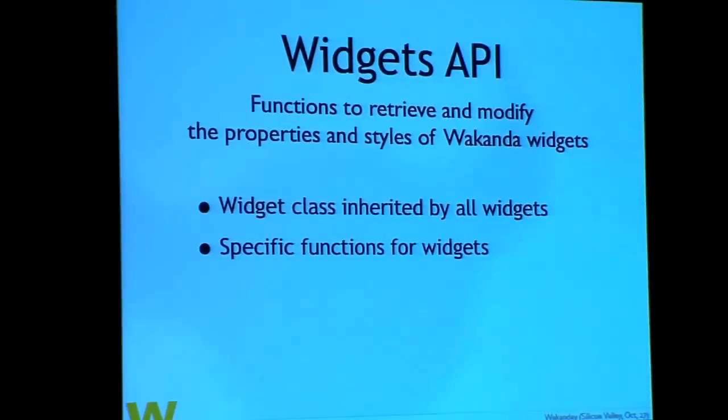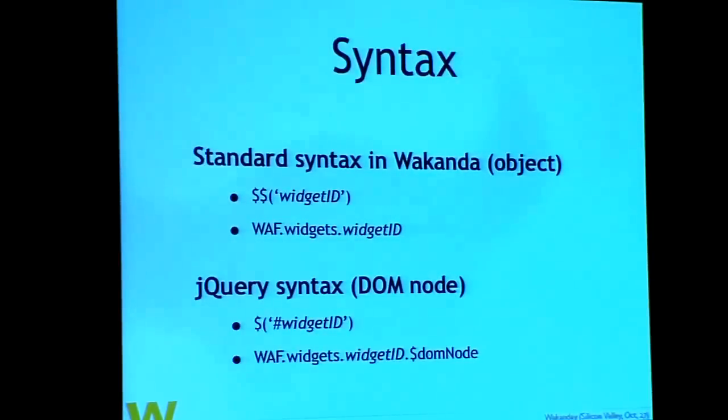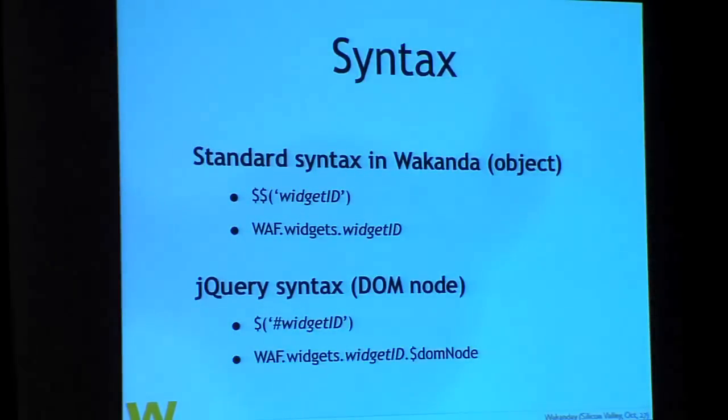So in our widgets API, we have functions that we use to retrieve and modify properties and styles for our widgets. We have a widget class that is inherited by all the widgets, and then we have specific functions for widgets as well. First, I'm going to go over the syntax, which, as you can see, the first is our standard syntax in Wakanda. The $$ is what I normally use in code. The other I use a lot more in debugging, so I can get my list of widgets that are on my page. And just as a reminder, the jQuery syntax retrieves the DOM node.